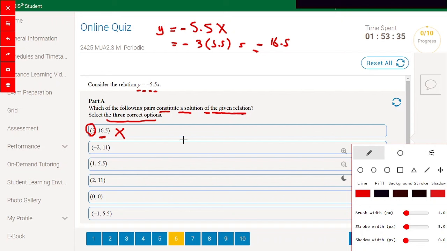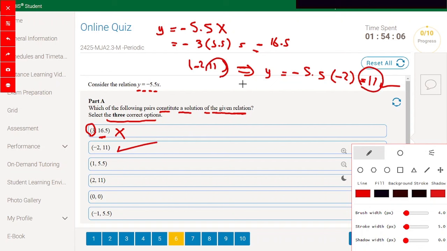Let's take the second point, which is minus 2 and 11. So y will be equal to minus 5.5 multiply minus 2, which is equal to 11. So this is the right answer, because 11 here equals this 11.